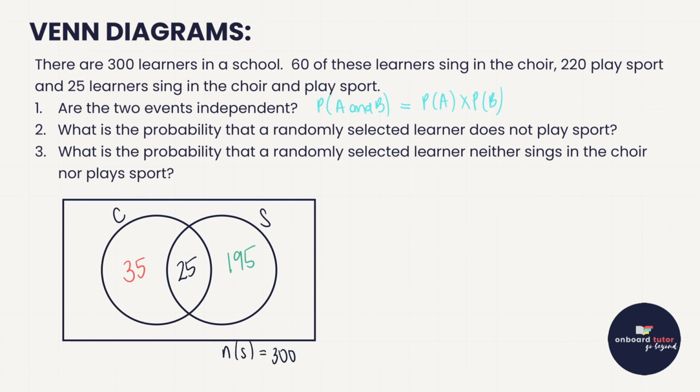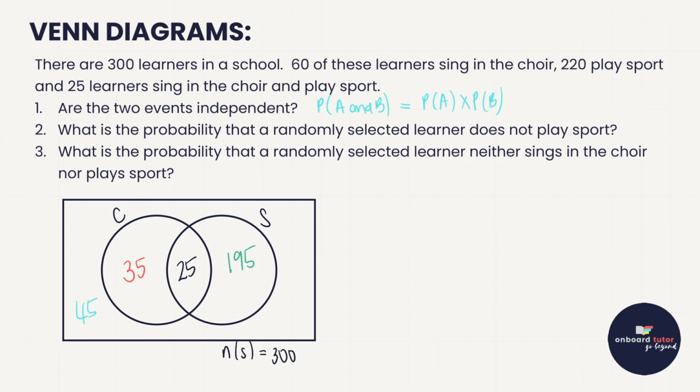But there might be some students who don't do any of the above, because there are 300. So let's say 300 on the calculator minus the 35 who only sing in the choir, minus the 25 who do both, minus the 195 who play sport. That leaves us with 45 students outside who neither sing in the choir nor play sport. And once we've got this, answering the questions becomes a dream.